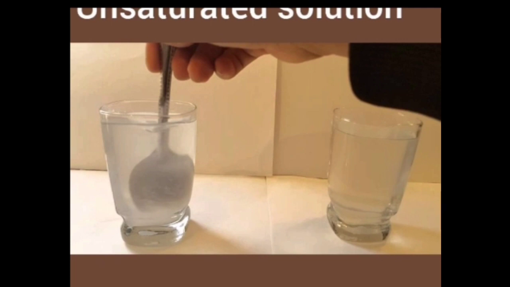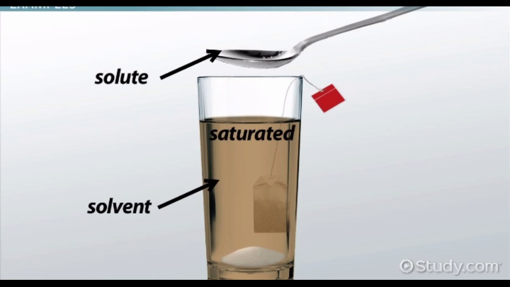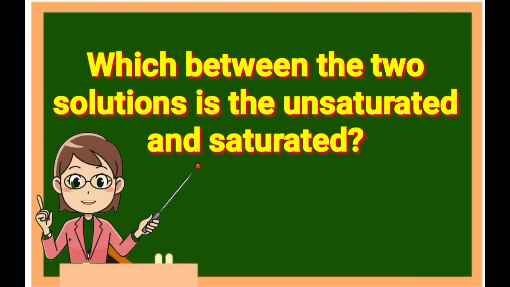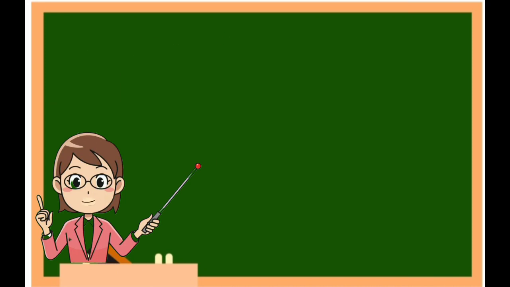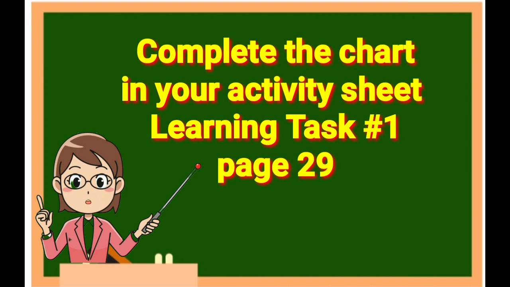You may add more sugar to solution B to see the difference. Stop stirring once you notice the undissolved sugar at the bottom of the glass. Which between the two solutions is the unsaturated and the saturated? Complete the chart in your activity sheet, learning task number 1, page 29.